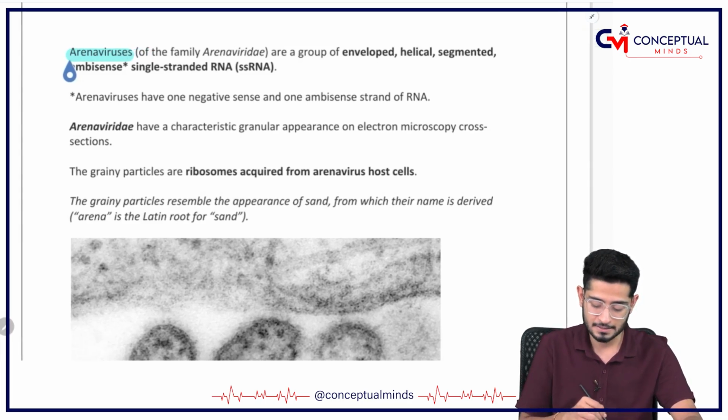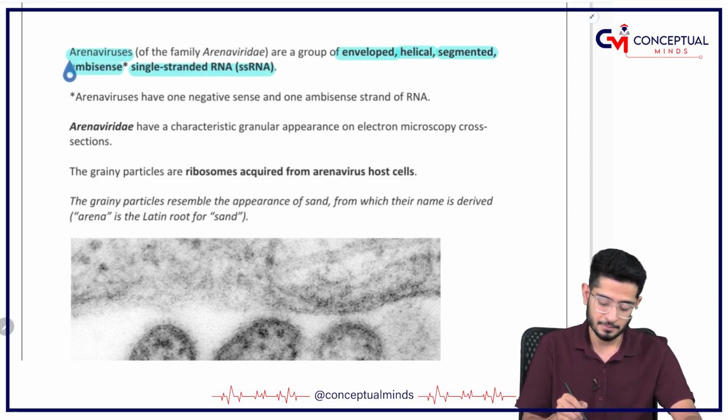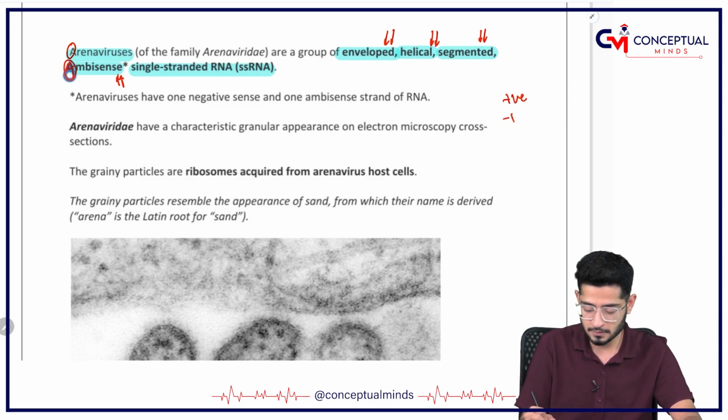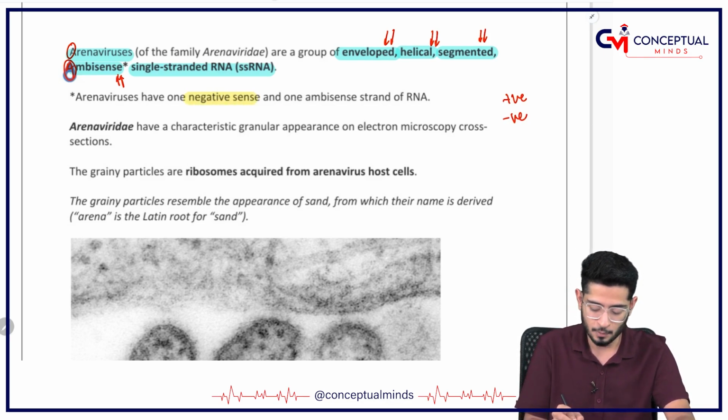Arenavirus is a group of viruses which are enveloped with helical symmetry. They are segmented, right? And they have got ambisense single-stranded RNA. So Arenaviridae is a family of enveloped viruses, helically symmetrical, segmented, and ambisense. So A and A are coming together. Ambisense means both positive sense also, both negative sense also. So arenaviruses have one negative sense and one ambisense strand of RNA, right?